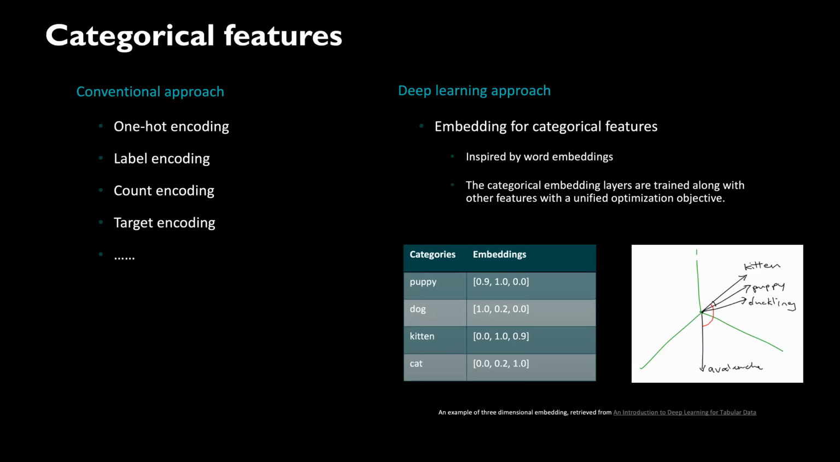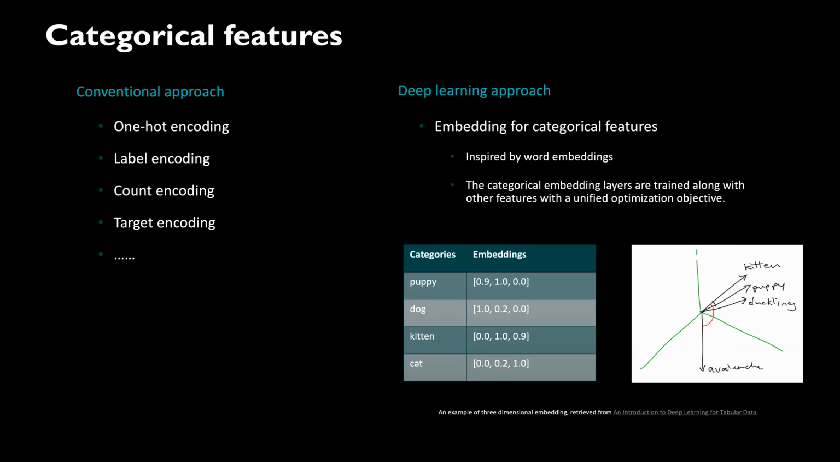But for deep learning, we can actually use a very special type of layer or building block called the embedding layer for categorical features. The embedding layer is inspired by the concept of word2vec, or word embeddings. Essentially, we'd like to convert each level of a categorical feature into a vector representation.